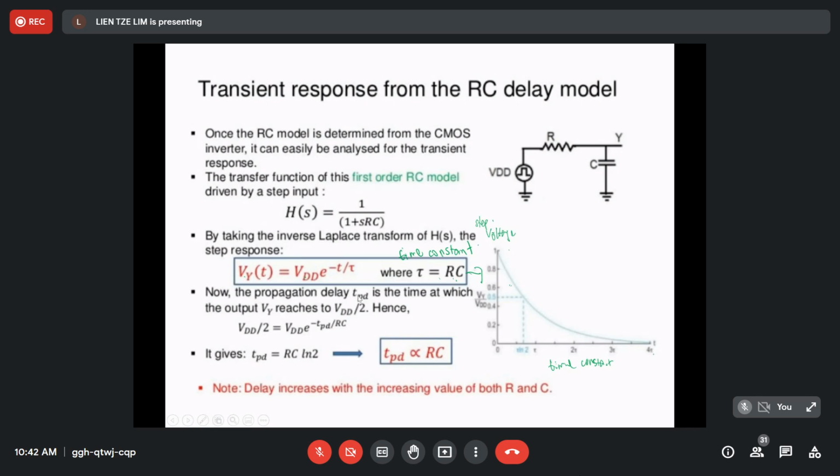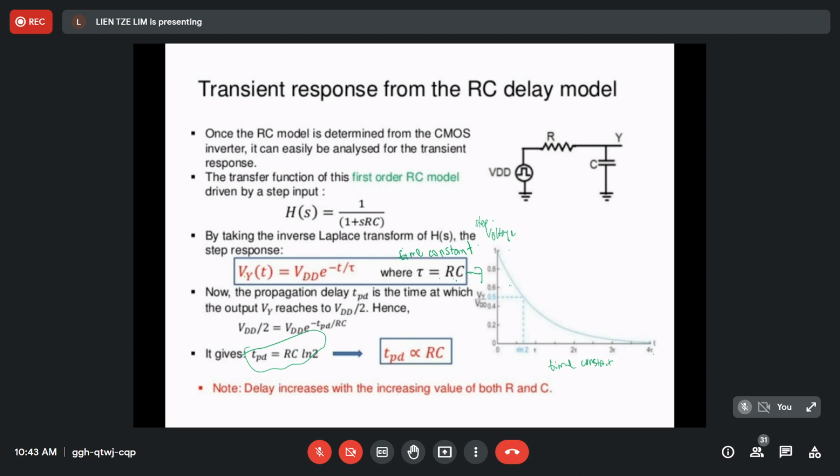Now the propagation delay tpd is the time at which the output Vy reaches VDD divided by 2. Hence VDD divided by 2 equals VDD e to the power of negative t over RC. This gives the propagation delay tpd equals RC natural log 2. Most of you know what is meant by propagation delay. If we want to express the propagation delay with the time constant, this will be the formula.